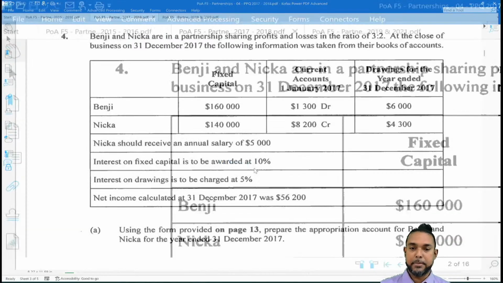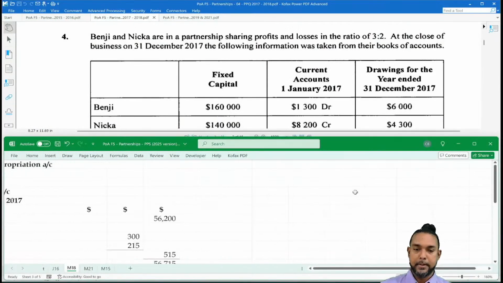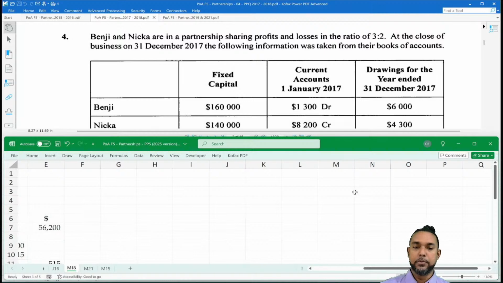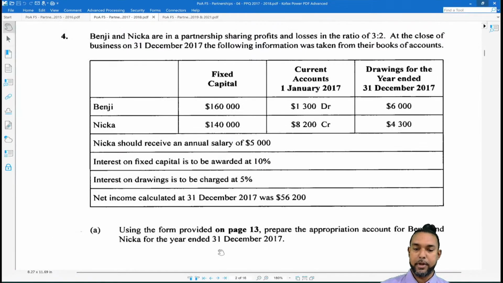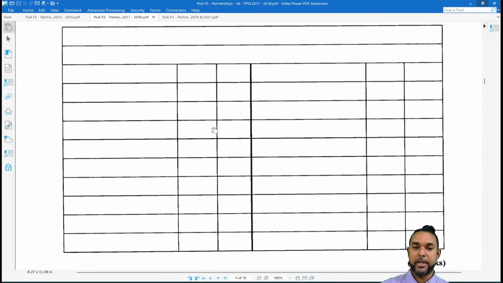If you give me a second, let me pull this to the top. And actually, I'm going to put this one below. So let me show you the format they gave you. They gave you what I like to call a dual current account, where you could put a column for Benji, a column for Nika. Almost like a cash book where you have one column for cash, one column for bank. Same thing here. You have a column for Benji, column for Nika on each side of the question.